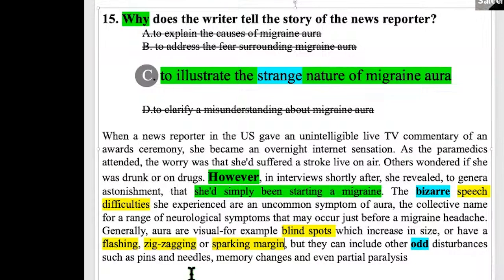But they can only list odd disturbances. Again, odd, strange disturbances like pins and needles, memory changes, and even partial paralysis. Do they all speak about strange things? Yes. After the contrast word, everything speaks of something strange to illustrate the strange nature of migraine aura.